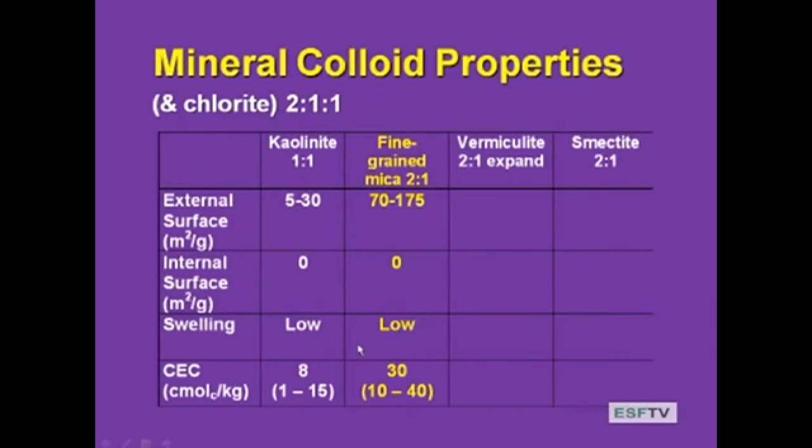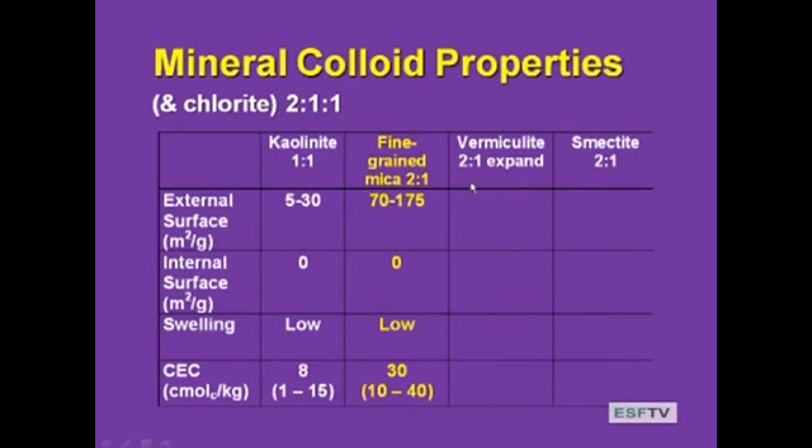For the same reason, the swelling was low, and the cation exchange capacity was a little higher, based largely on the external surface. The average CEC for these fine-grained micas is 30 centimoles of charge per kilogram, in the range of 10 to 40. Again, we're going to know these. It'll be very useful in the future test. I will ask you what these average values are. So this column here for the averages is an important component of the next exam.